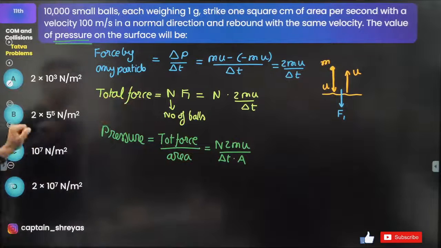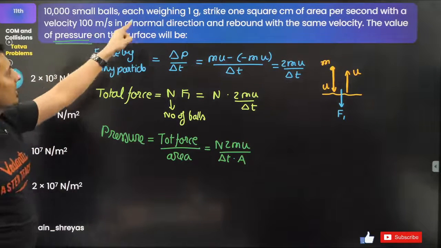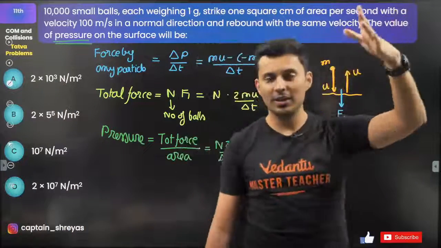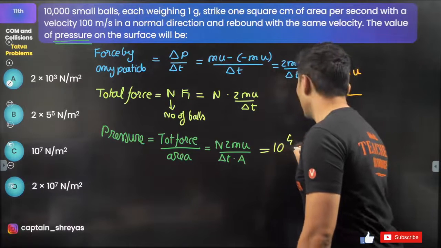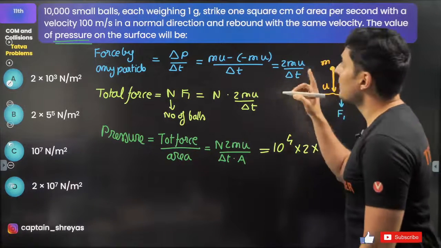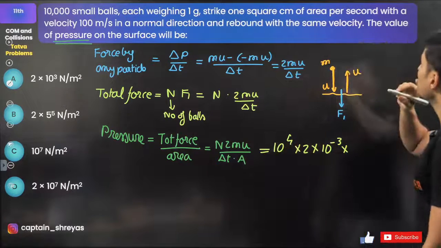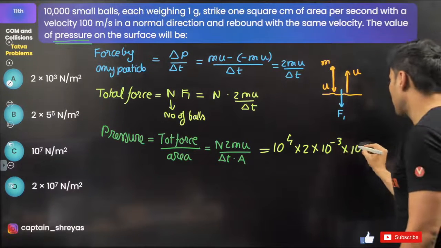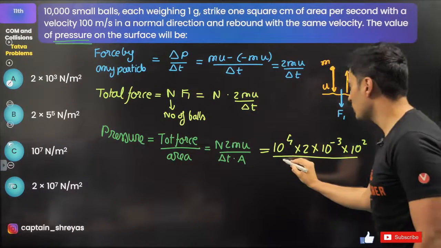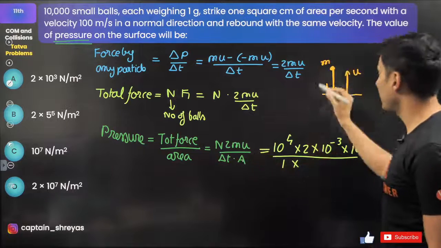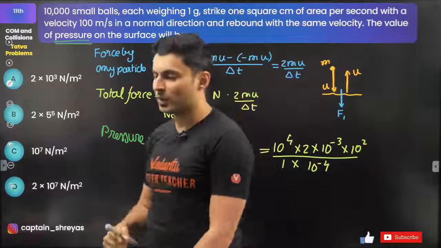Now it's just a matter of substitution. Observe this carefully, guys: the number of balls falling per unit area per unit second is given. So the number of balls is 10 to the power 4, the 2 stays as it is, mass is 1 gram so 10 to the power minus 3, u is 100 so 10 to the power 2, time is per second so this is 1, and area is square centimeter so 10 to the power minus 4. Now do the math and see what you get.